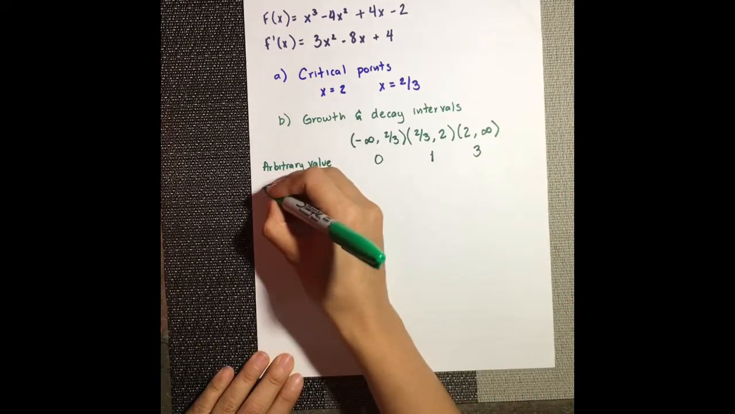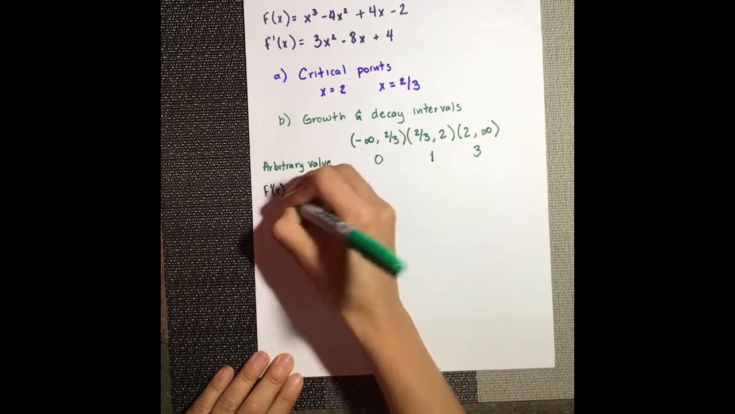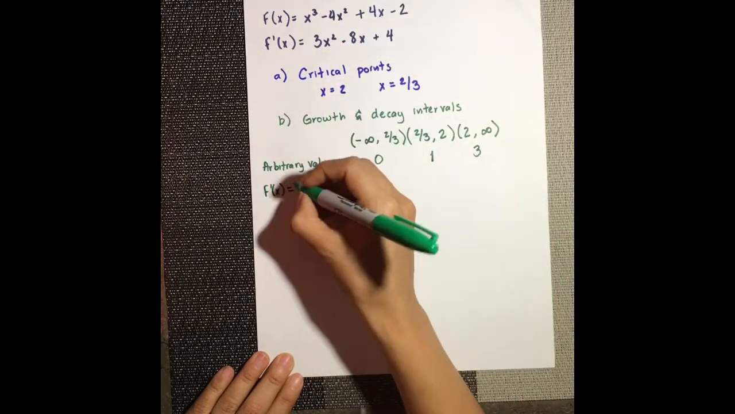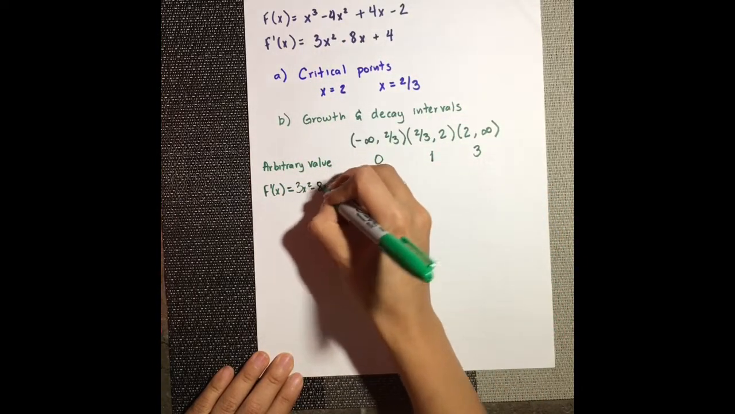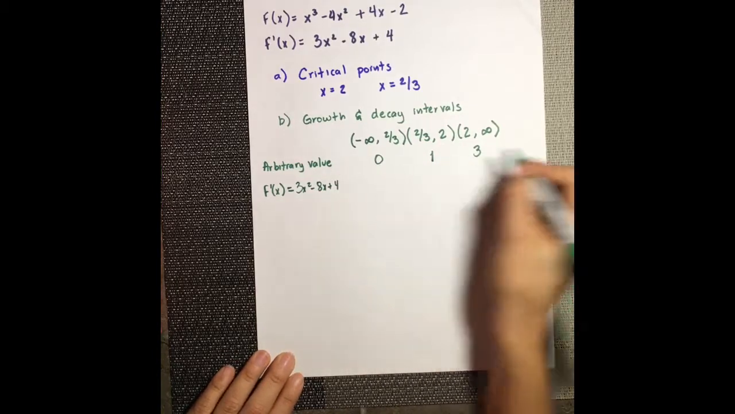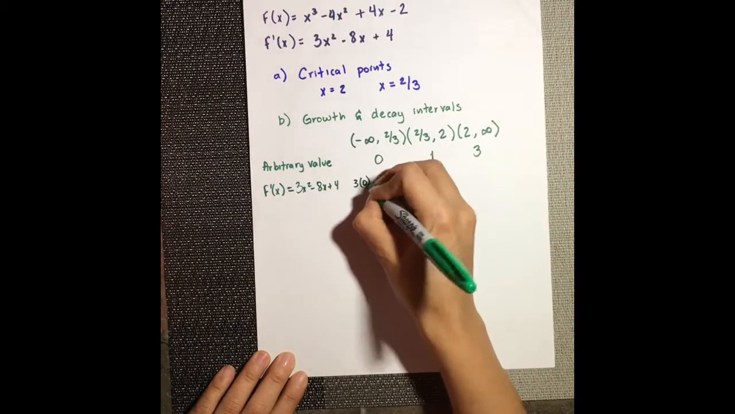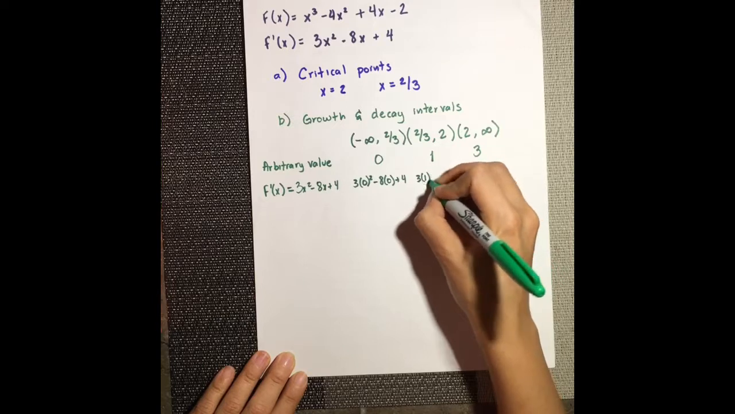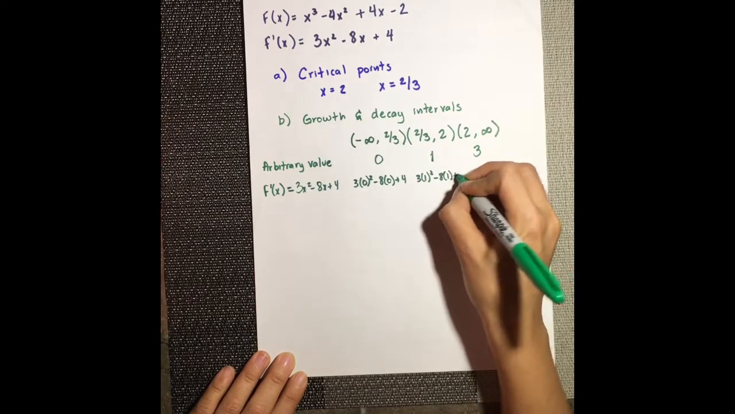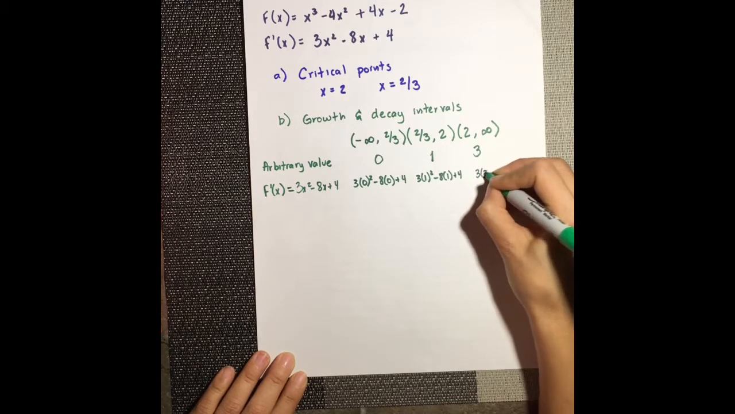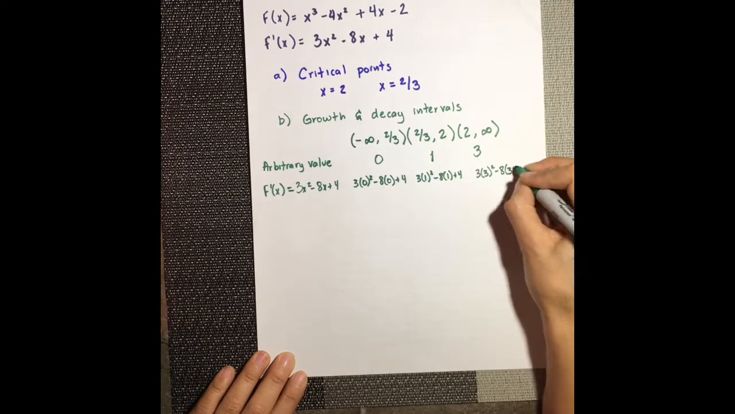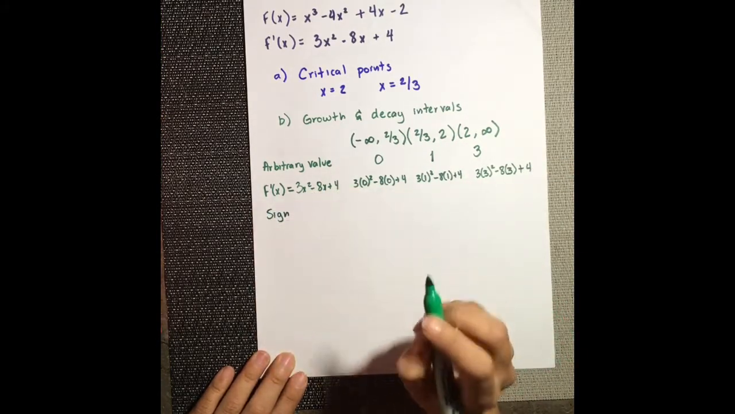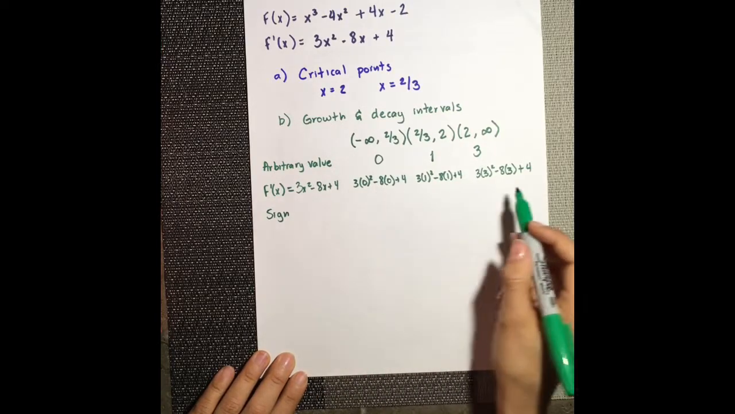And what I'm going to do is substitute these arbitrary values in my derivative, in my f prime of x, which we already know is 3x squared minus 8x plus 4. So I'm going to substitute for each of these. So in the first case, I have 3 times 0 squared minus 8 times 0 plus 4. Over here, 3 times 1 squared minus 8 times 1 plus 4. And in the last one, 3 times 3 squared minus 8 times 3 plus 4. I'm not really interested in the final value of these functions, but I'm interested in the sign that we're going to get in each of these cases.